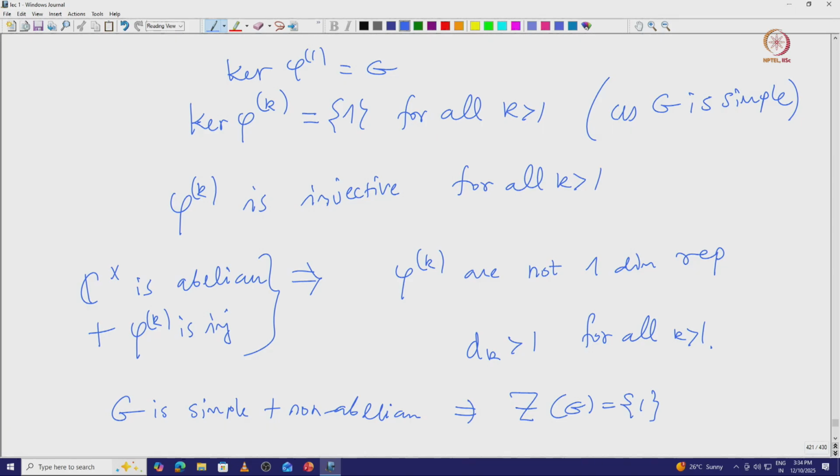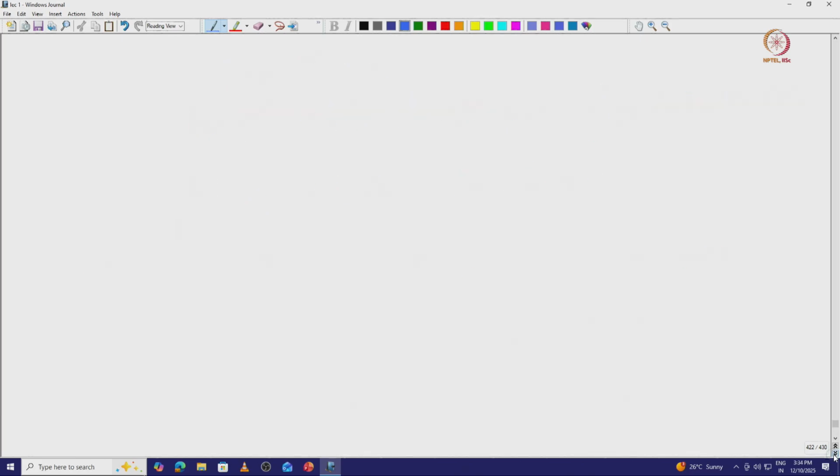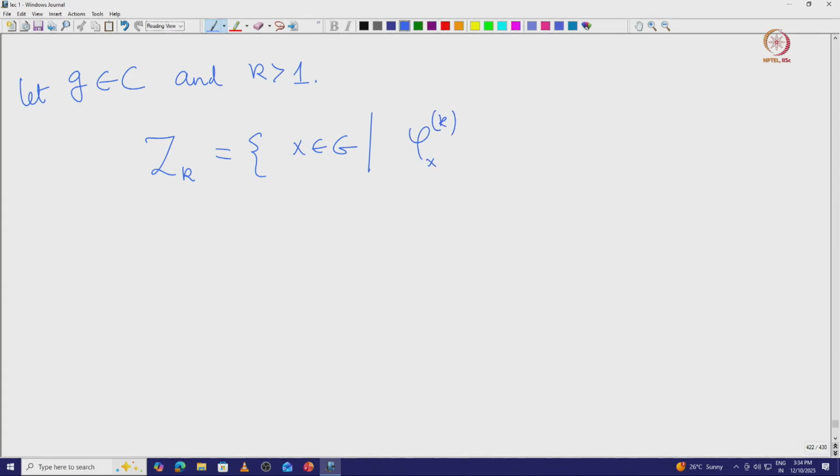Now, what we will do is start by fixing some element g in G, and then we also take k which is greater than 1. We are going to look at the set of all elements x in G that act as a scalar matrix. Let us call it Z k. This is the set of x in G such that phi k of x, the kth irreducible representation, is a scalar matrix. So, this is the set that we are interested in.